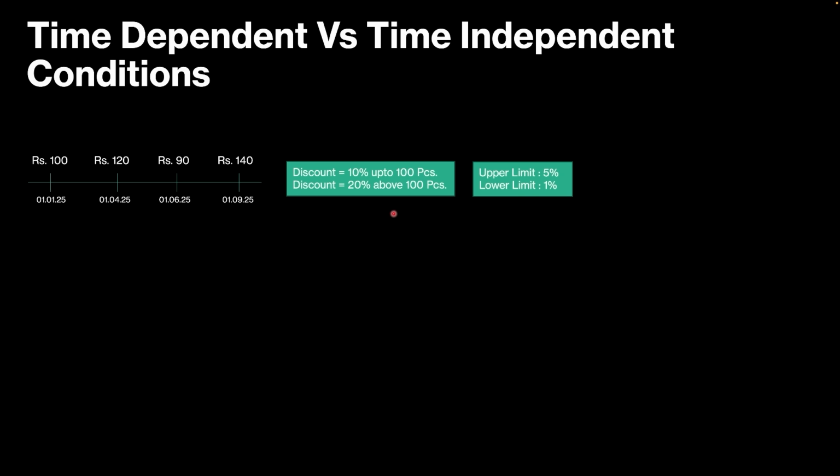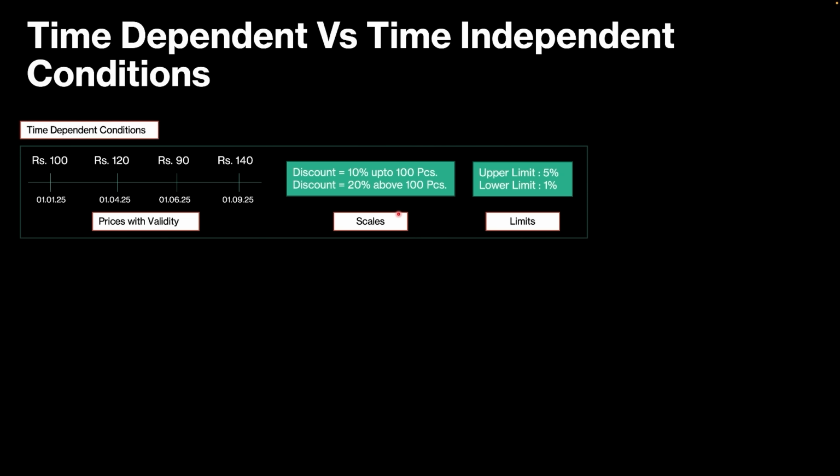Okay, so in this arrangement, you basically have prices with validity, then you have scales, and you have limits. So this kind of arrangement is called time dependent conditions. That is, the pricing conditions are time dependent. That is, these rates will be valid for a particular period only.